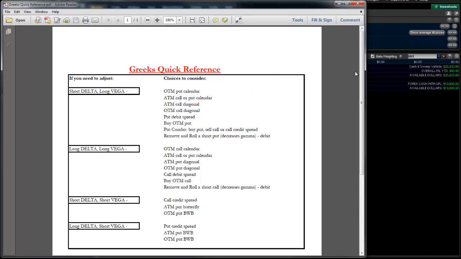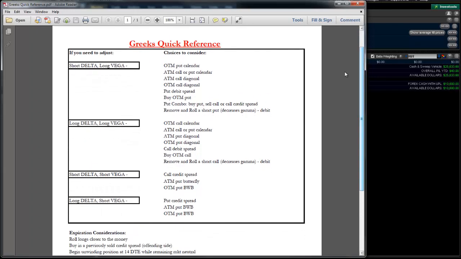So essentially, this is what I've done here. I've made a quick reference, and if you need to do the following, then these are some of the choices to consider, all right? So if my position is getting way too short delta and way too short vega, and to offset that I want to add some more delta and some more vega to it, well, these are some of the choices that I can make.